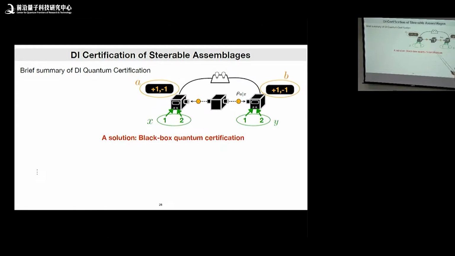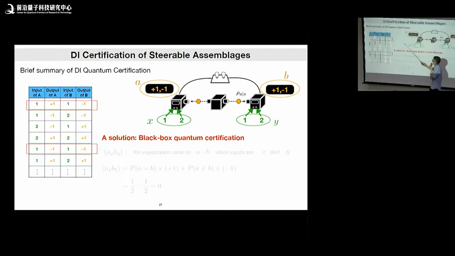After repeating this kind of experiment for many rounds, they can obtain this kind of data table. The first two columns represent A's information, and the third and fourth represent Bob's information.